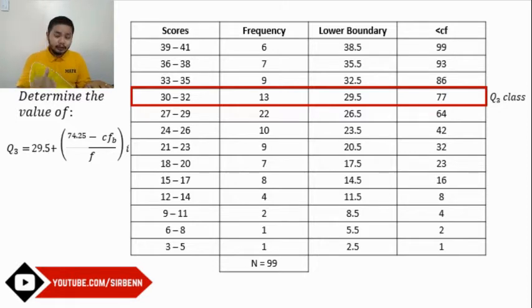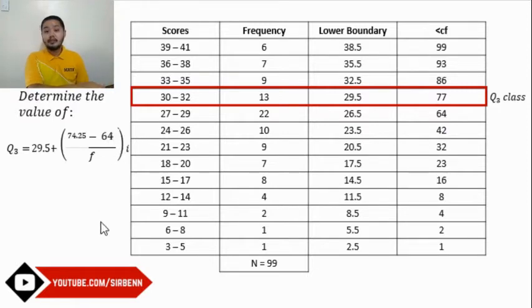Yung cumulative frequency less than, below, ito yung doon sa class natin. I-identify nyo ngayon yung cumulative frequency less than na mas mababa sa kanya, yung immediate na mas mababa sa kanya. So kung yung class natin is nandito, yung immediate na mas mababa sa 77, that would be 64. So ang ilalagay ngayon natin dito is 64.